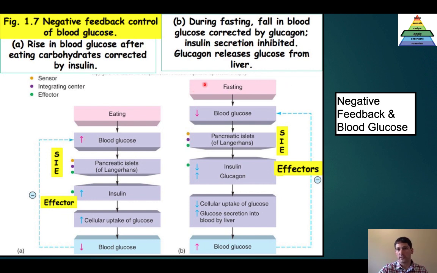If we fast, we're getting ready for our blood draw in the morning, we're going to go to the labs. Our blood glucose levels drop. Our pancreatic islets are stimulated. They reduce the amounts of insulin, and they increase another hormone, glucagon. That glucagon is going to increase our glucose secretion into the blood by our liver, and therefore our blood glucose levels go up, again, shutting off that original signal of a low blood glucose.